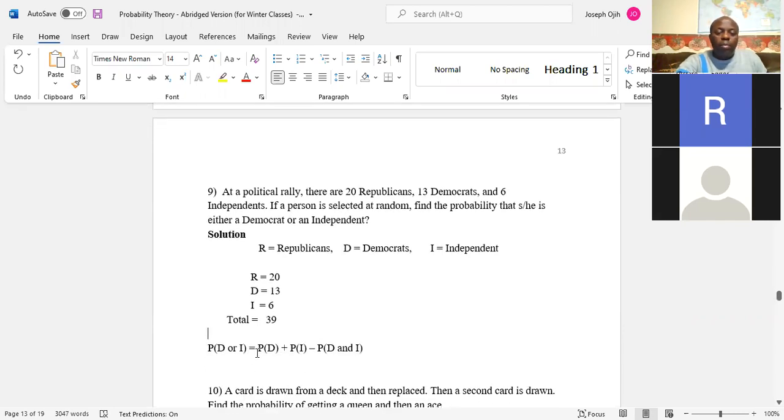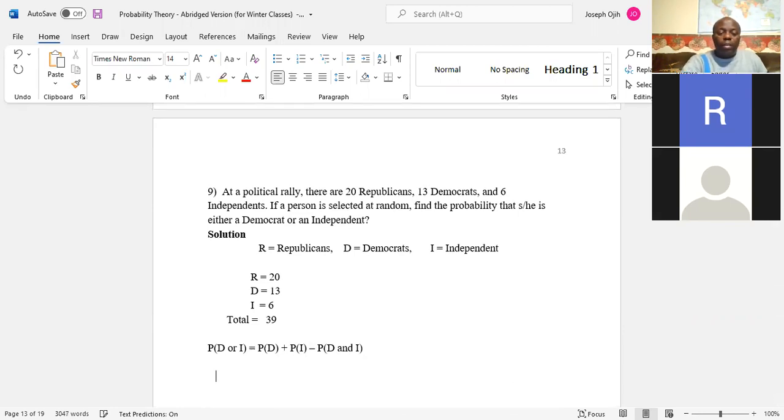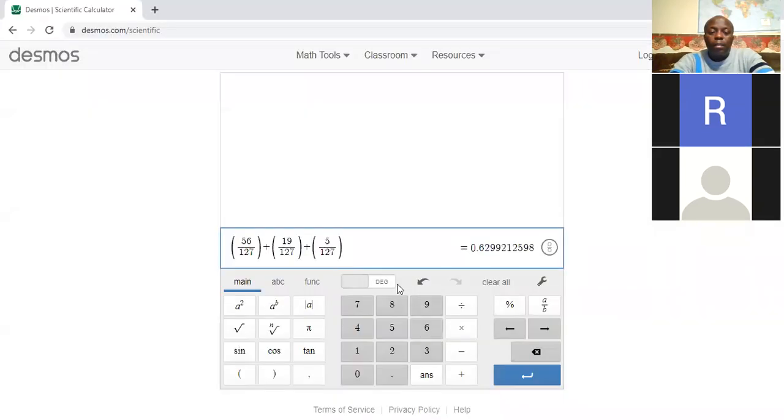So the probability of Democrats or independent equals the probability of Democrat plus independent minus Democrat and independent. For Democrats, we have 13 out of 39. For independents, we have 6 out of 39. For Democrat and independent, there's none. It can't be Democrat and independent, so that's going to give us 0. So we have a calculator: 13 plus 6 is 19 over 39. That'll give us the answer right there.